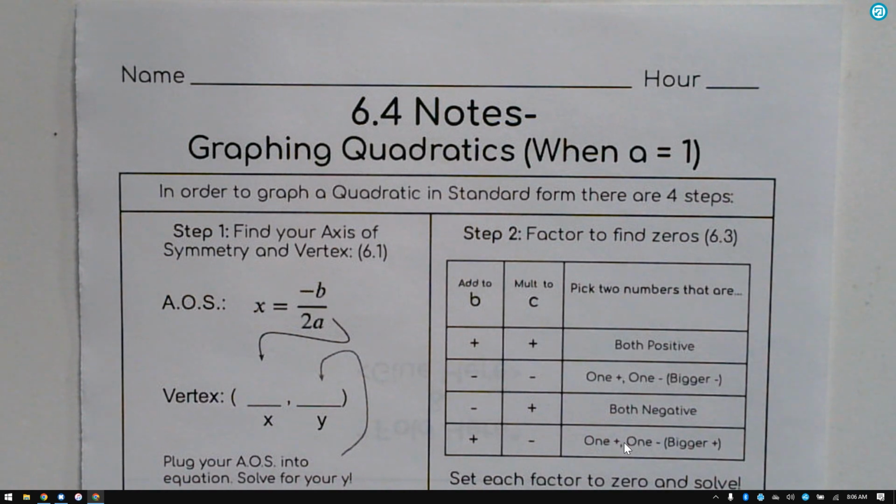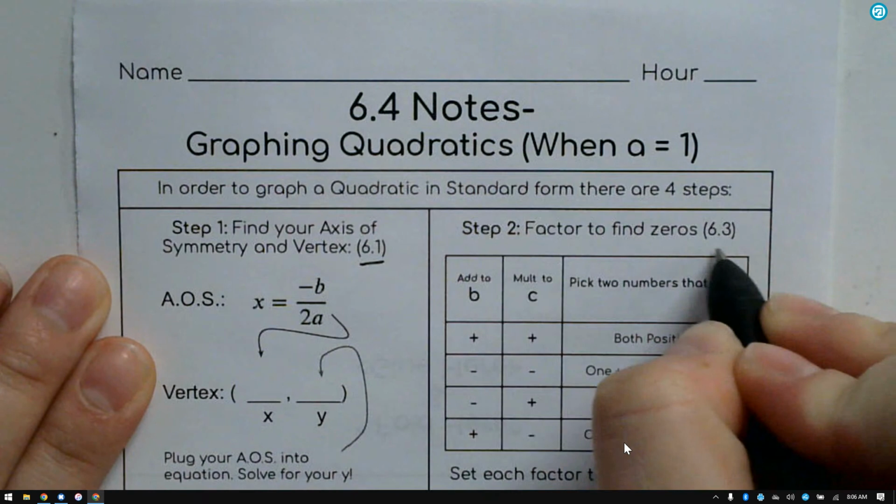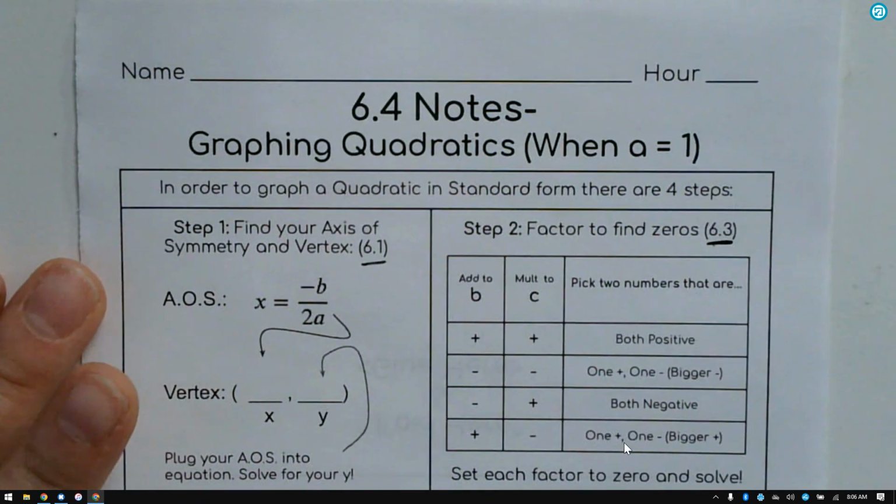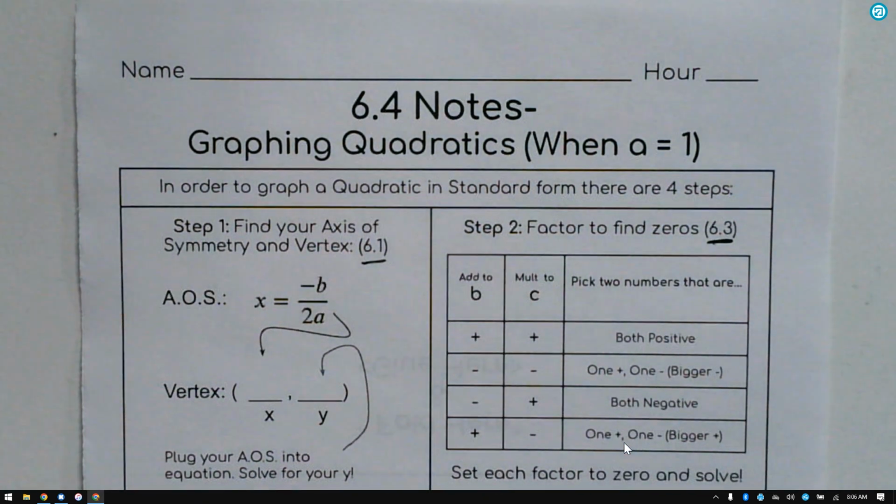Okay, we are graphing quadratics today when a equals 1, meaning there's not a number in front of x squared. Essentially, what we're doing today is we're putting together 6.1 and 6.3, and we are going to do both of those things for a quadratic and then put them all on a graph together. So I told you guys the very first day of this unit that by the end of the unit, we would be able to graph an entire quadratic.